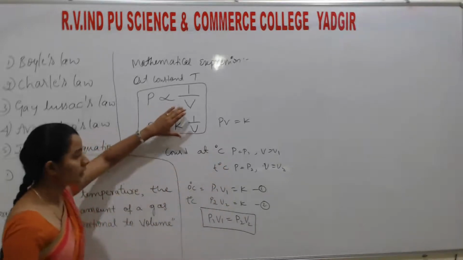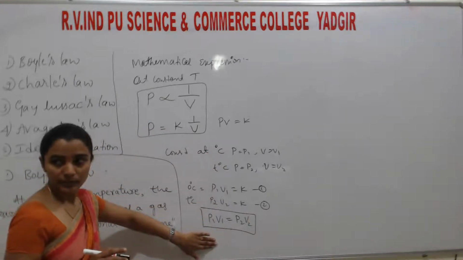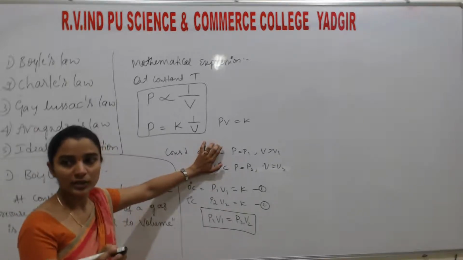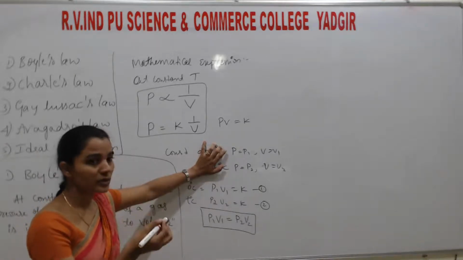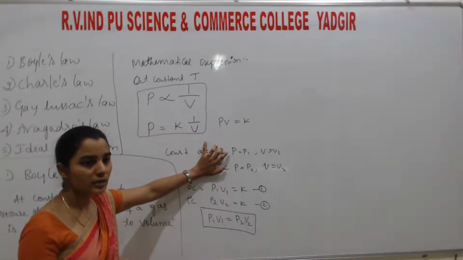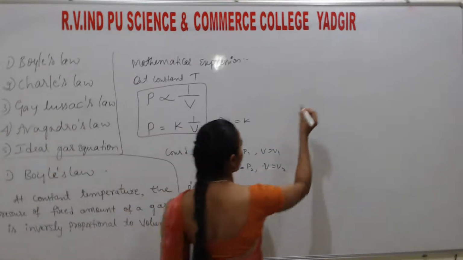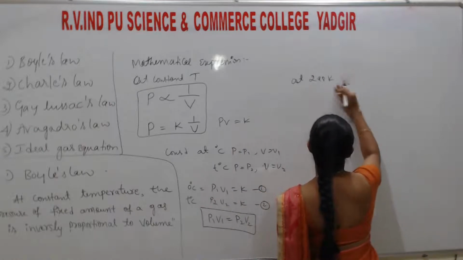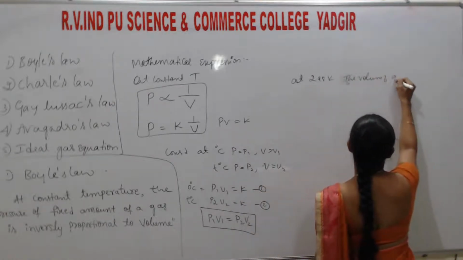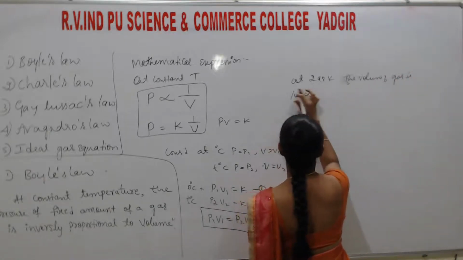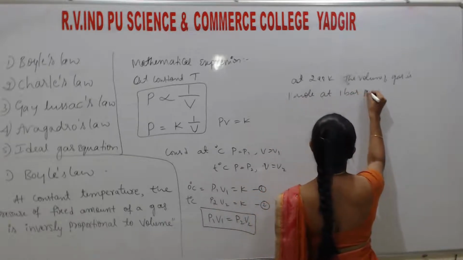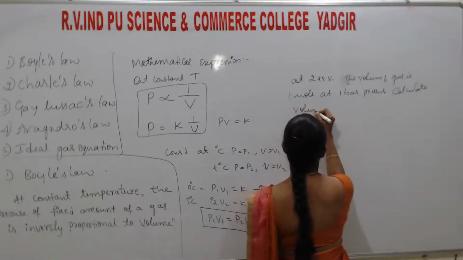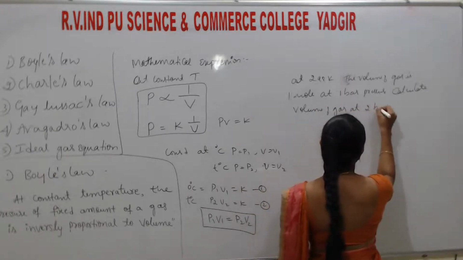So first remember students, they'll always ask problems based on this only. They give at 298 Kelvin, at 1 bar pressure, the volume of the gas is 1 mole. And at 2 bar pressure, what happens to the volume? At 298 Kelvin, the given means it is a constant temperature. Okay, calculate the volume of gas at 2 bar pressure.